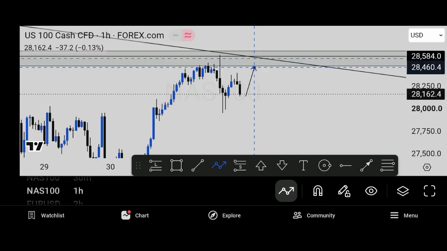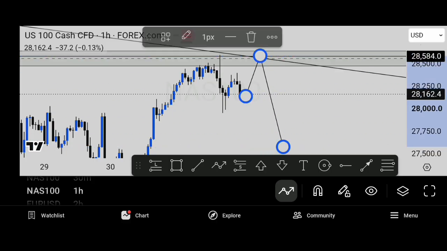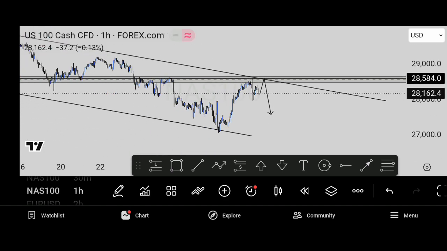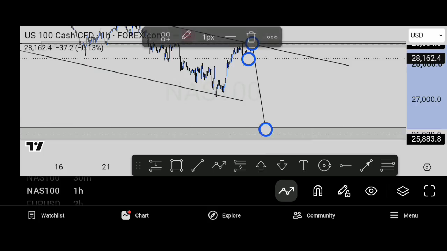But honestly, I would personally wait for price to come back around this area, give me the candlestick that I always look out for and continue moving to the downside. So this is what I'm currently expecting on Nasdaq, all the way to this zone there.